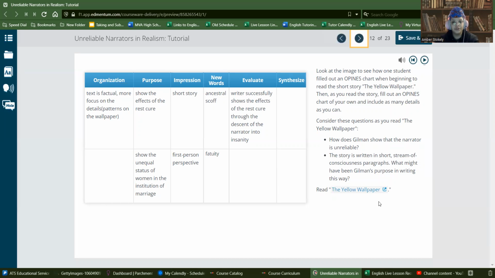And two, the story is written in short stream of consciousness paragraphs. So the paragraphs are supposed to seem like a person's thoughts. So they ask you what might have been Gilman's purpose, that means the why, in writing this way. Why did she write the story like that? That's something you should think about while you're reading.